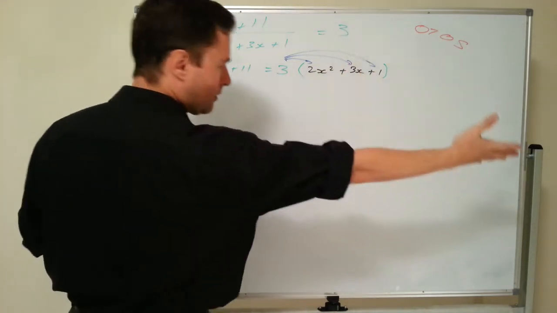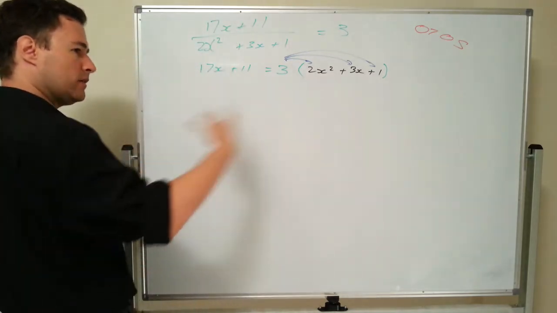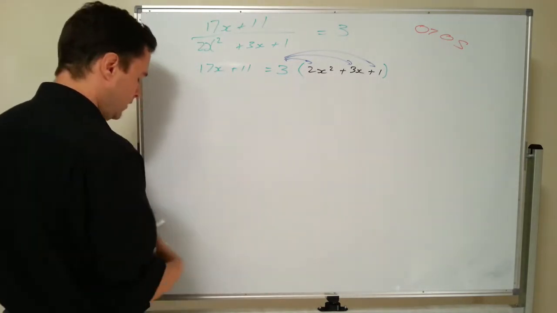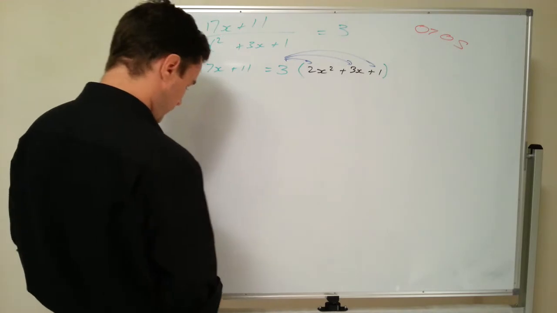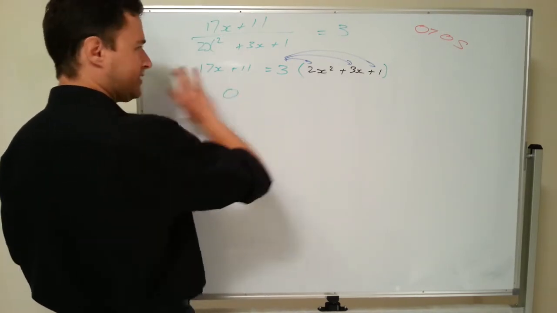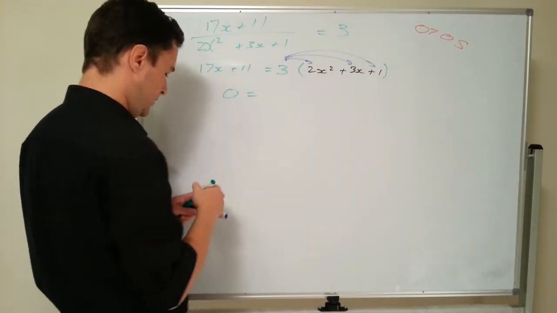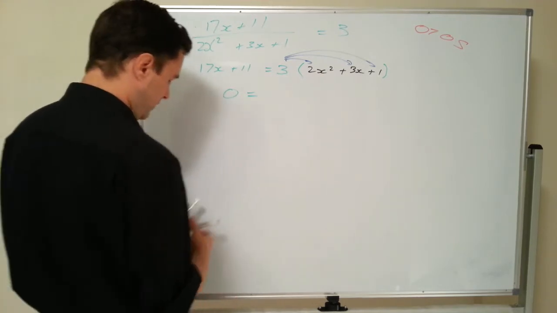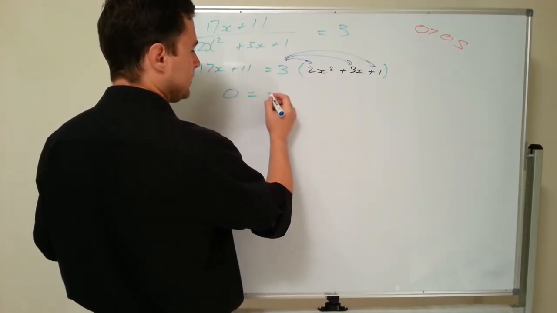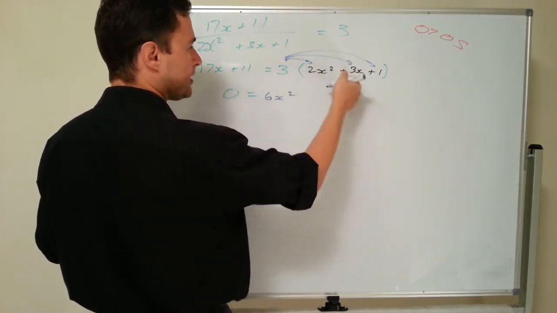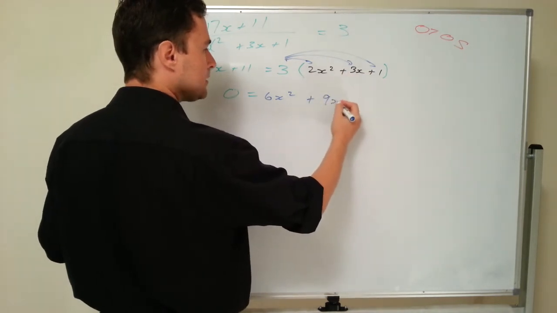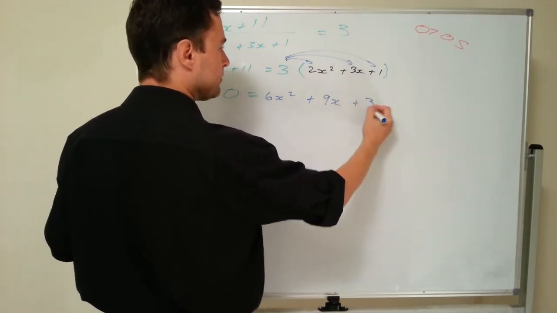Now whether you've got everything on the right equals 0 or everything on the left equals 0, it doesn't make a difference, okay? So let's just quickly do that. First thing, I've got 0 here because I've taken everything across, equals. Now the distribution, okay? 3 times 2x squared is 6x squared. 3 times 3x is plus 9x. 3 times 1 is plus 3.